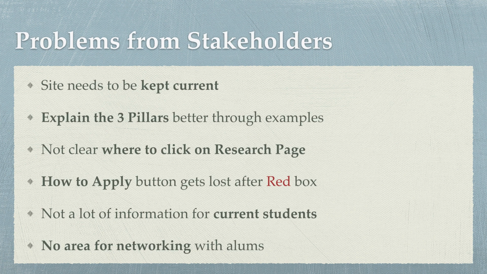Stakeholders identified many problem areas of the website. The number one problem was a lot of the content was not current. The three pillars in the design thinking process could be explained better by bringing in familiar examples and changing HCI to user-centered or user experience. The research page was described as a sea of faces, and users didn't know where to click or what they were supposed to do on that page. This led to a lot of confusion.